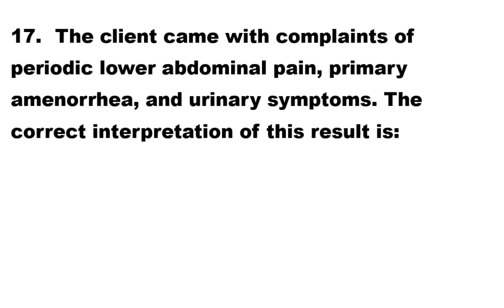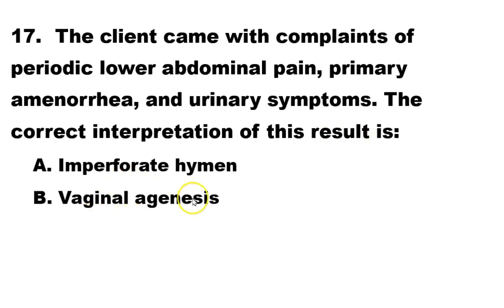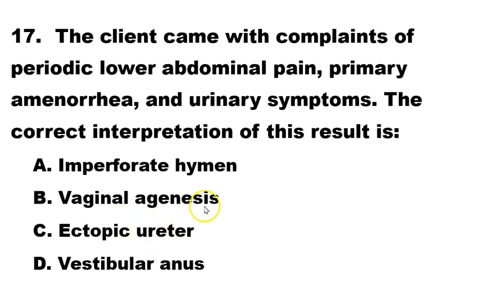The next question: the client came with complaint of periodic lower abdominal pain, primary amenorrhea, and urinary symptoms. The correct interpretation for this result is A. Imperforate hymen, B. Vaginal agenesis, C. Ectopic ureter, D. Vestibular anus.